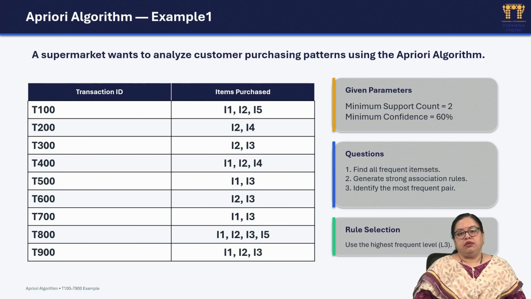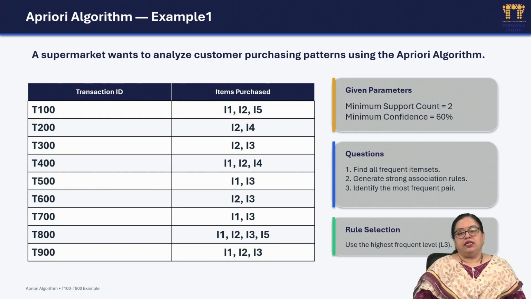Briefly, for the support count, we count whatever item sets are present. Suppose in T100, I1, I2, I5 are present, so we count I1 as 1, I2 as 1 and I5 as 1. Next in T200, I2 is 1 and I4 is 1. Then in T300, I2 becomes 2. Like this, we calculate the frequency of all the items.